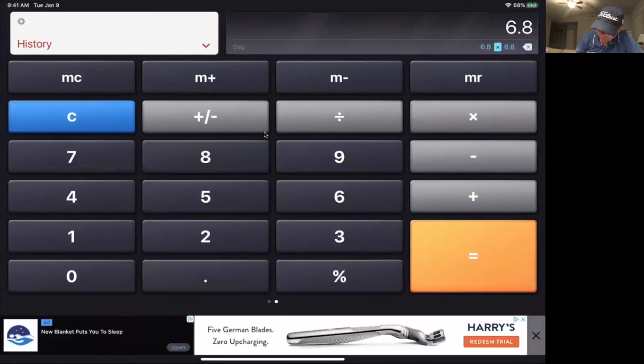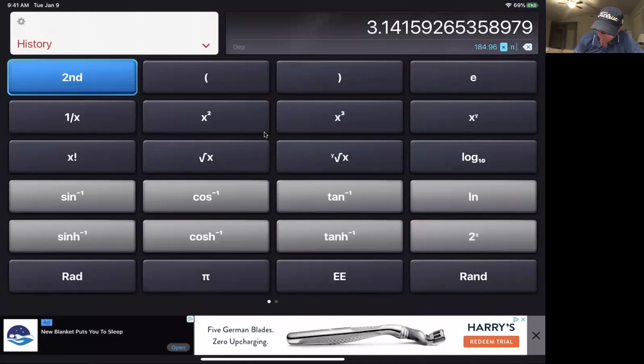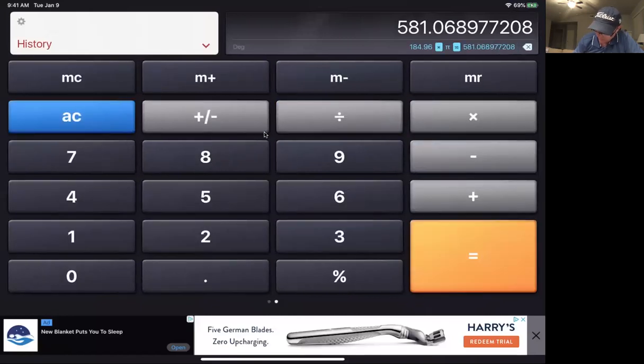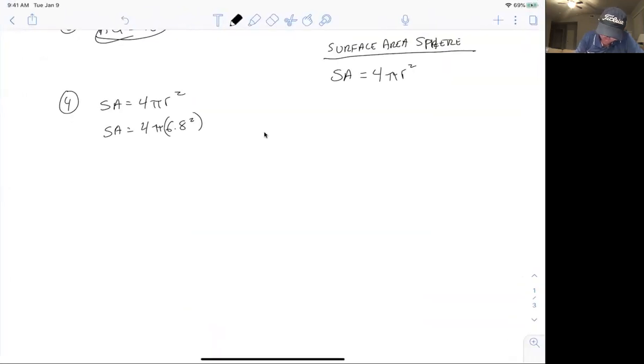6.8 times 6.8. And then we'll do times 4, and then times that by pi, and round to the nearest tenth, 581.1, and it said inches, so square inches. Okay, pretty straightforward as long as you know that the formula of the surface area of the sphere is 4 pi r squared. Okay, what it says is to find the surface area of a hemisphere with the circumference of a great circle of 8 pi.